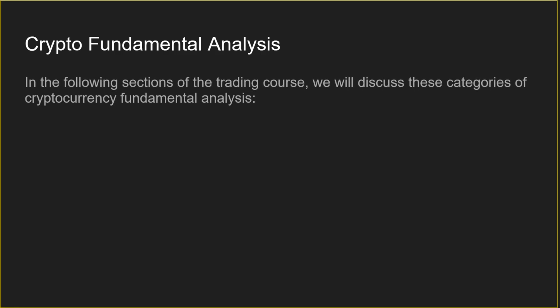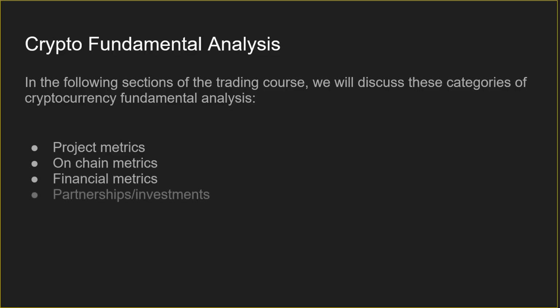Now, in the following sections of the trading course, we'll discuss these categories of cryptocurrency fundamental analysis. This is a breakdown of what makes up this overarching theme and a different way of researching and analyzing crypto. We'll take a look at project metrics, on-chain metrics, financial metrics, partnerships and investments, regulations and laws, and social metrics.